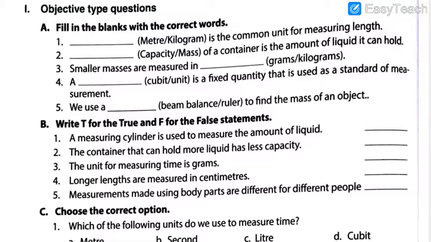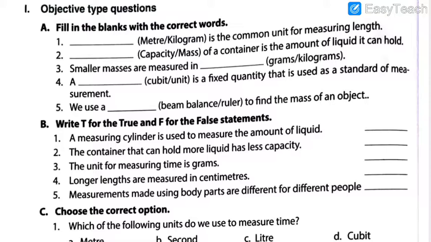5, 4, 3, 2, 1 and 0. Yes, directly moving on to the next question. Question 4. A dash is a fixed quantity that is used as a standard measurement. Is it a cubit or unit? A dash is the fixed quantity. So from the first half part of the question itself, you need to understand what are they indicating.